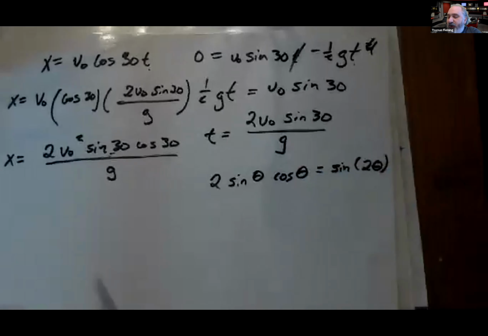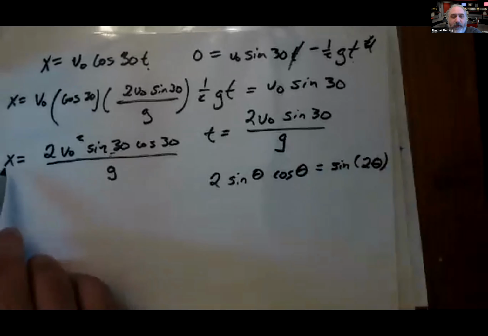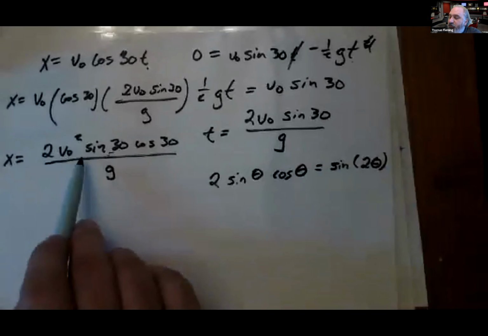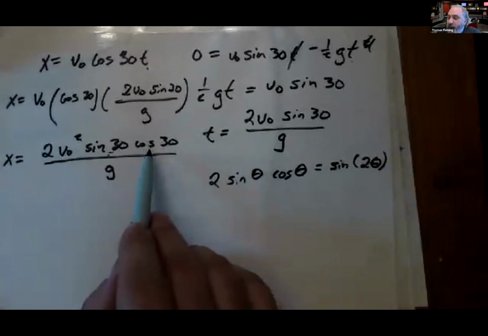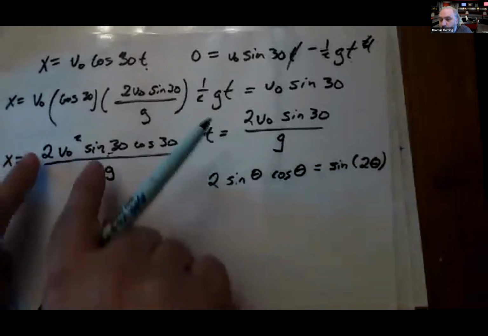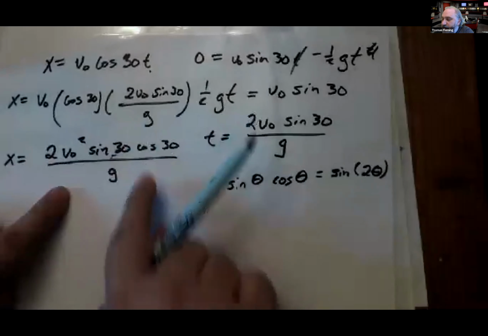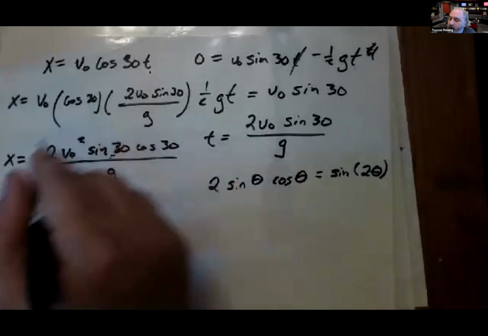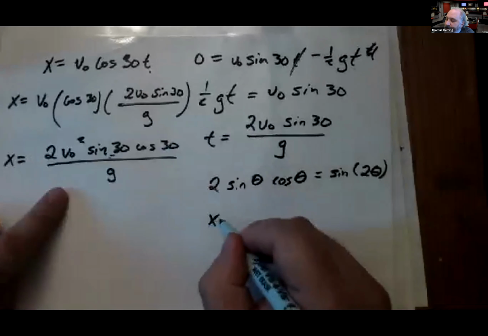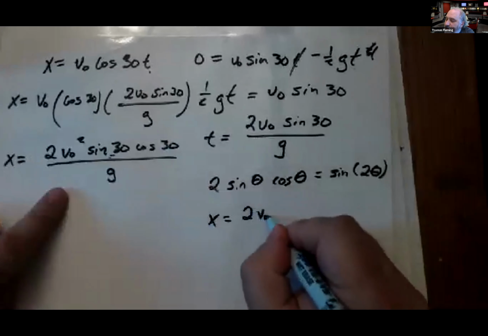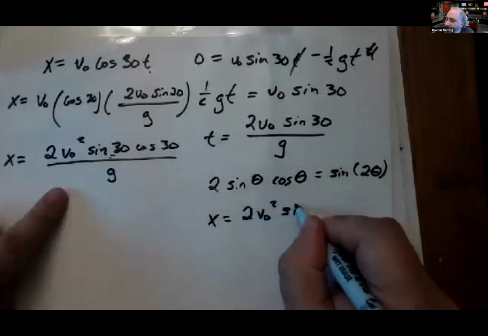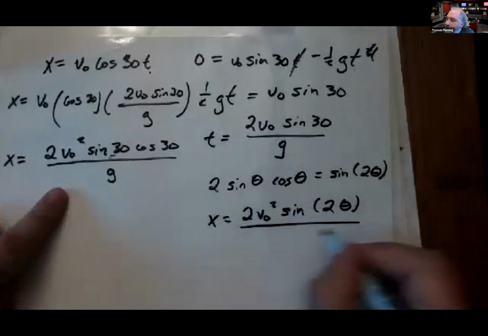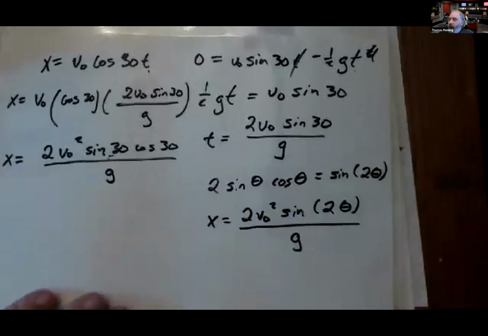And what I've got right here is that my final position in the x direction is 2 times my starting velocity squared times the sine of whatever angle I threw it at times the cosine of whatever angle I threw it at. I have 2 sine 30 cosine 30. I have all of this. I could replace that with that. So I could write this very generally as 2v initial squared times the sine of 2 times whatever my starting angle was over g. Let's remember this.